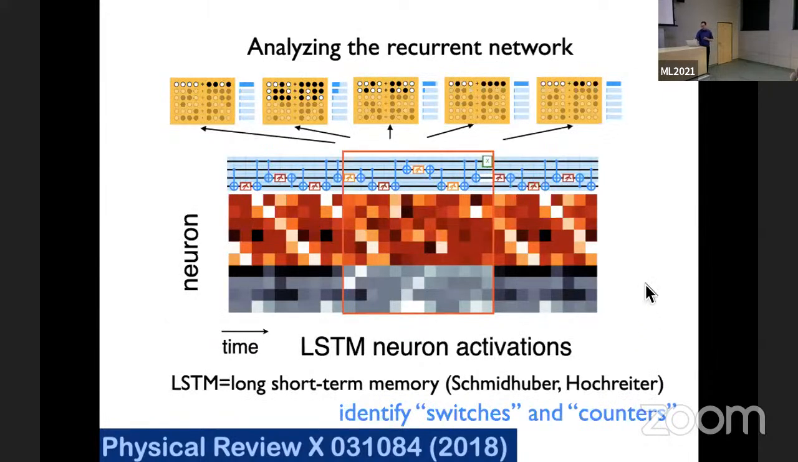What is even more exciting, I find, is to analyze the workings of this recurrent network. Yeah? So this is a network that has memory. And what I'm plotting here is different neurons of this network as a function of time and their activation, say, as a density.